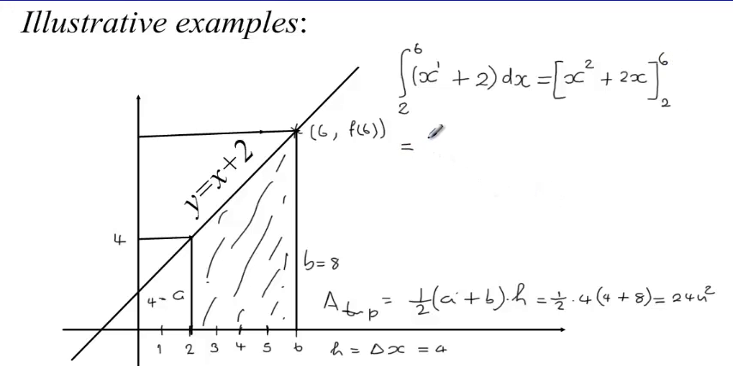Then I do this part, f of 6 minus f at 2. And it's clear to everybody that my f of x is that. Is that clear? Okay. So now let's do this. If we evaluate this, we're going to say 6 squared.